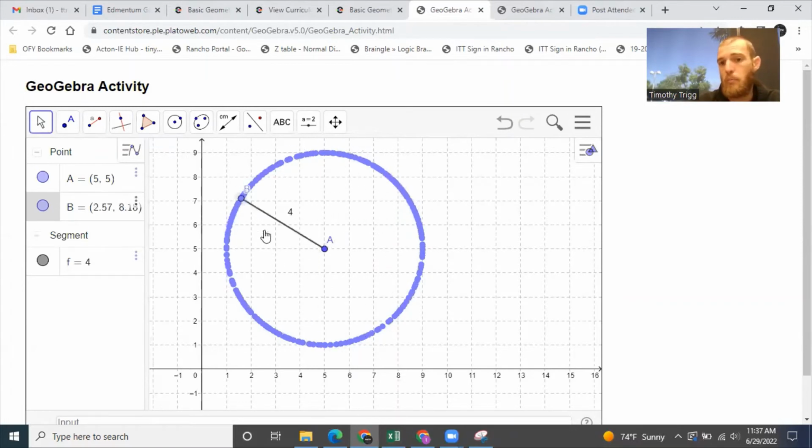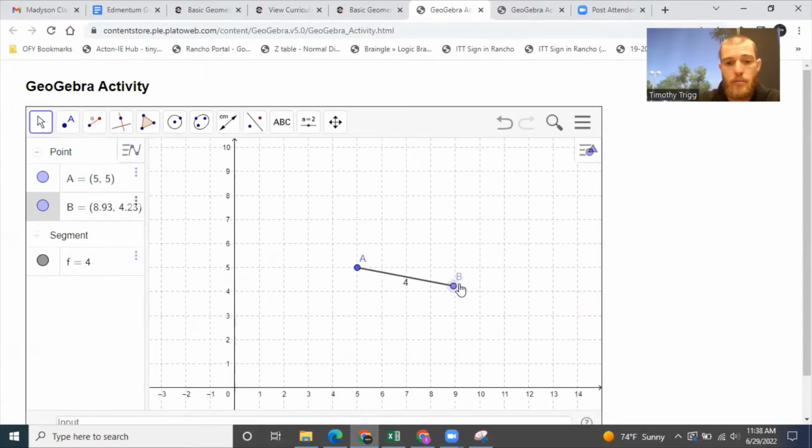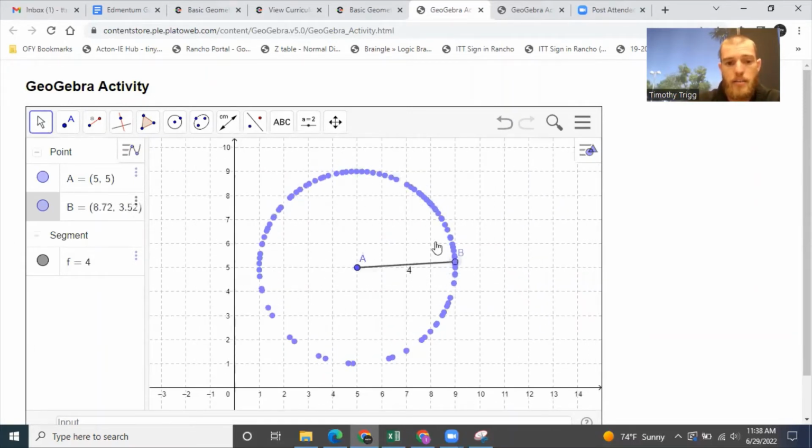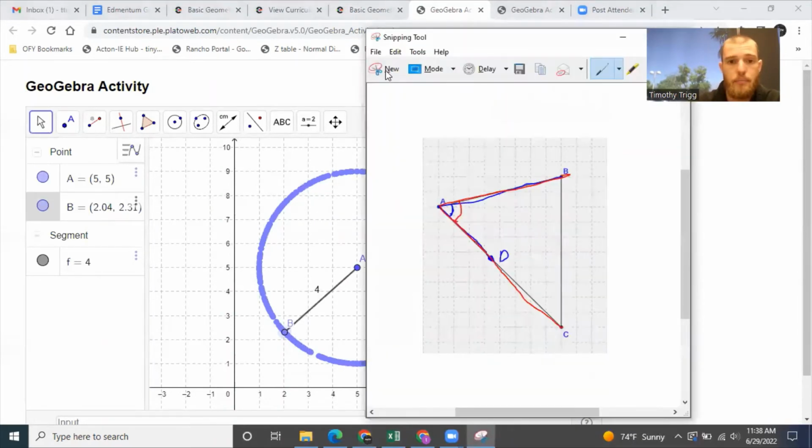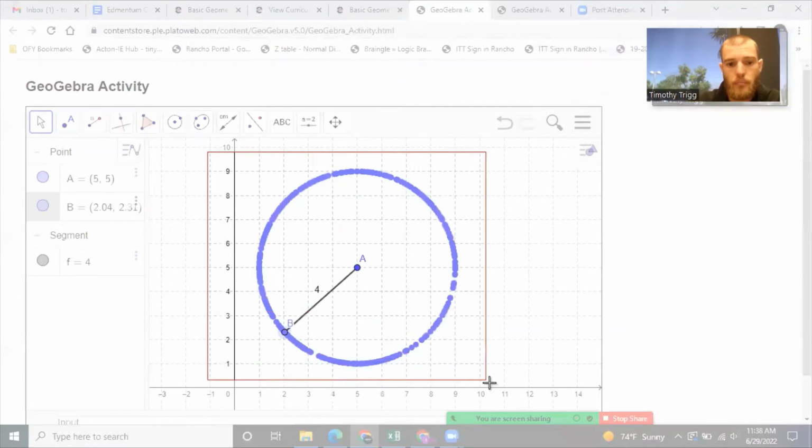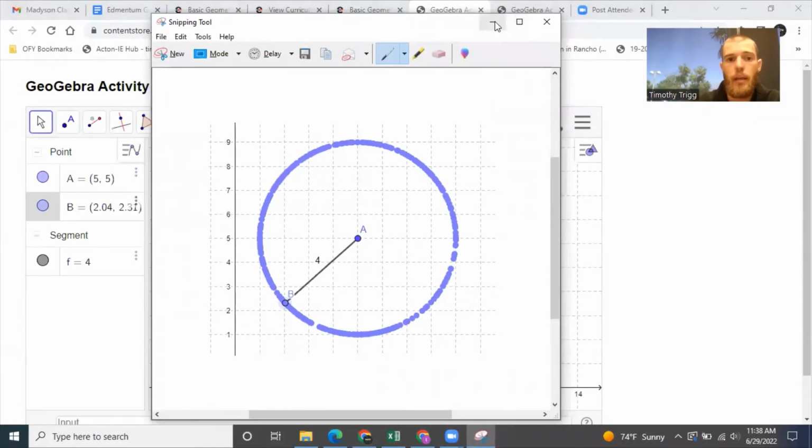Now, when I move B around, what image is formed? You can see it forms a circle, right? So it forms a circle with a radius of 4. The radius of this circle is the length from the center of the circle to the edge of the circle. Then you would take a screenshot of that and put it in there.